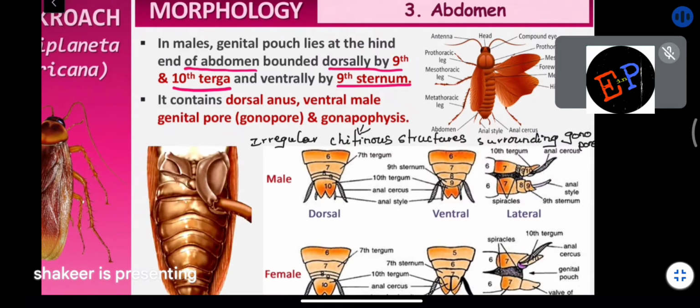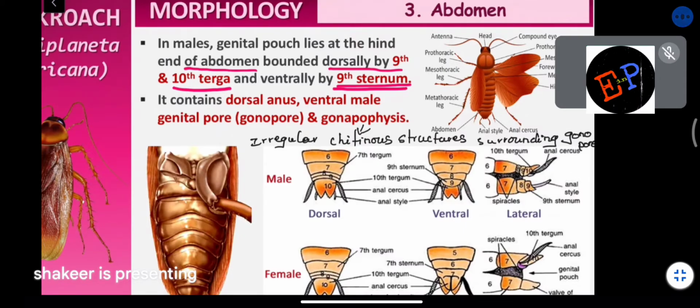And on the ventral side again you will have the ninth sternum. Are you able to understand? So it means the genital pouch is a combination of both the dorsal side as well as the ventral side. It is present on both sides. But in the case of females, it is not like that. It is present only on one side.